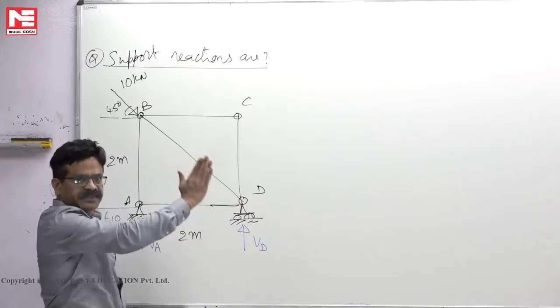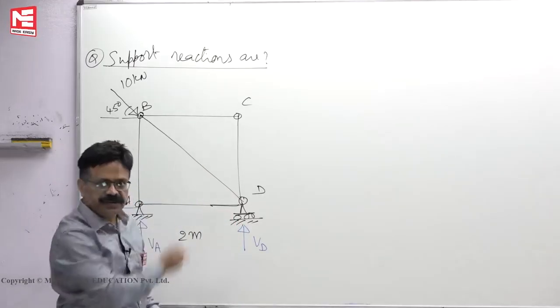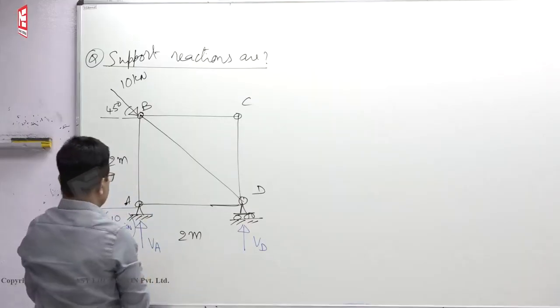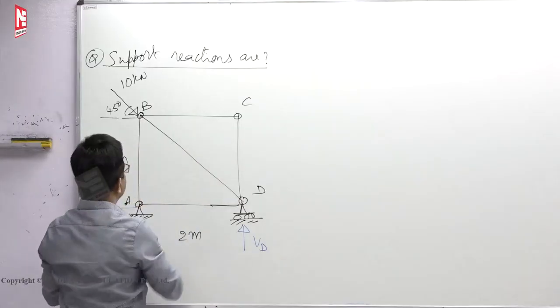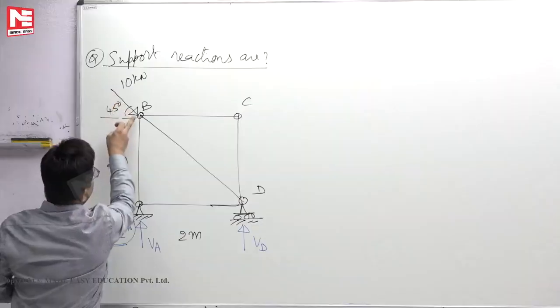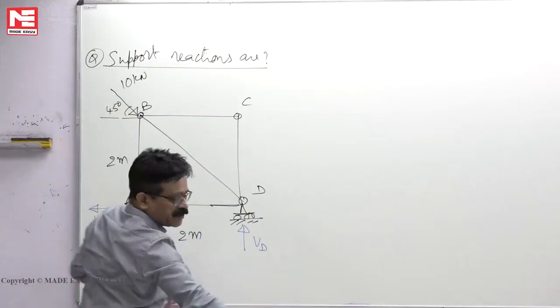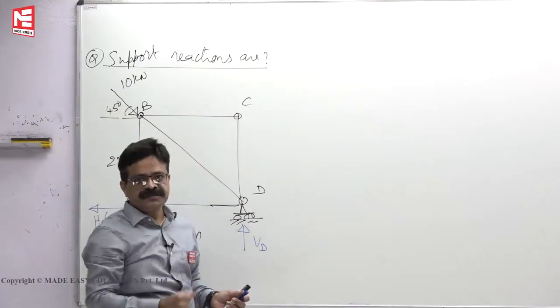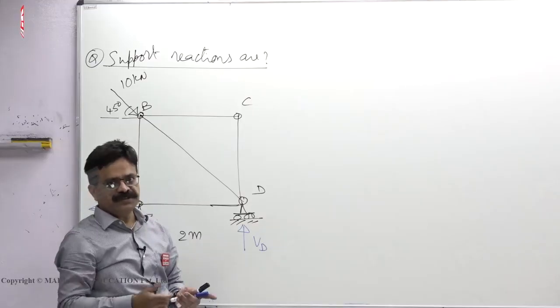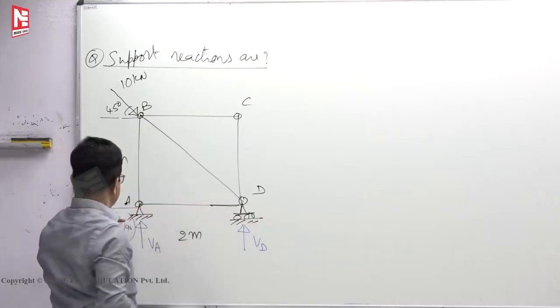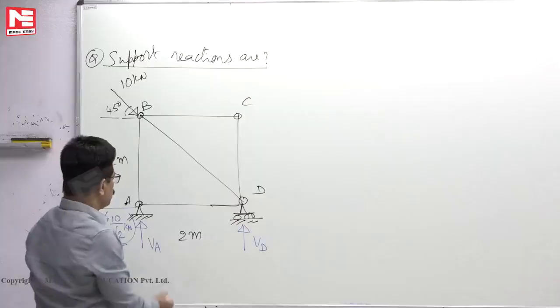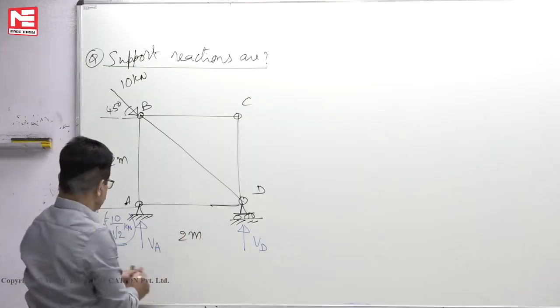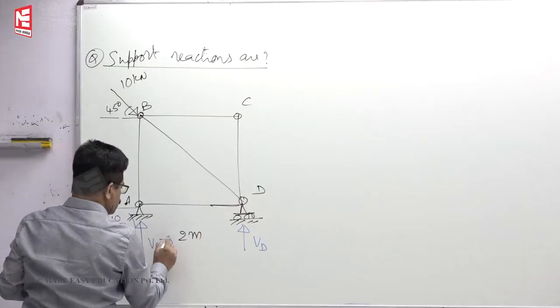Where is your line of action of the force? Where the point is, shoot yourselves towards that point. So plus VA into 2. Then 10, tail to the head towards D. You see 10 is passing through D. So how much will it give? 10 into 0. This is giving 0 moment, this is giving 0 moment, VD is giving 0. Then VA into 2 has to be 0. That means VA has to be 0.